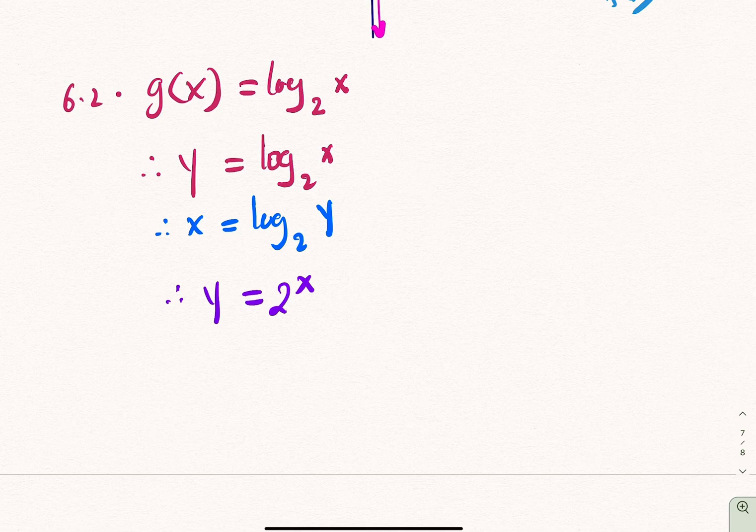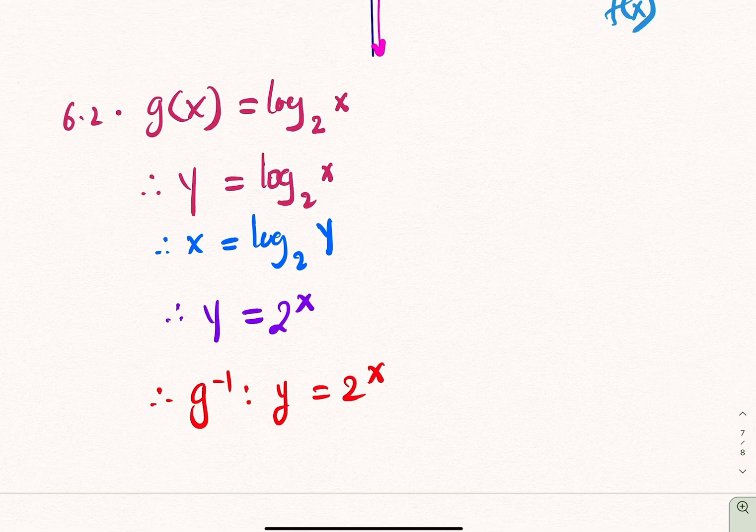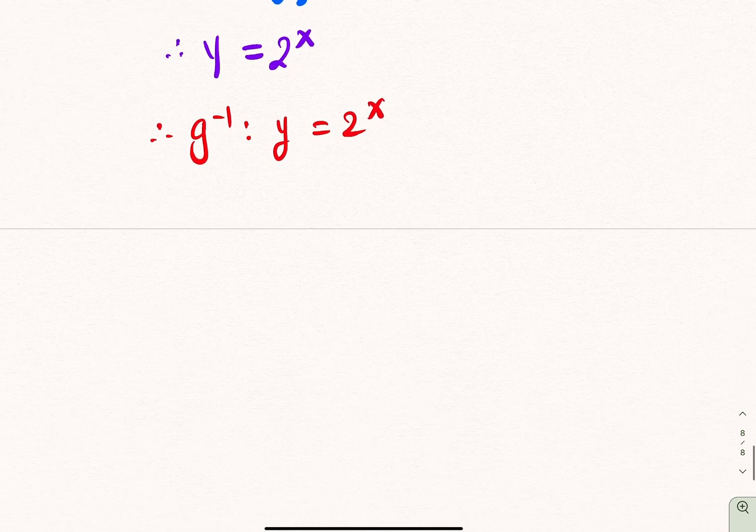Like I said, the exponential and the logs are the inverse of each other, and the square root and your quadratic are the inverse of each other as well. So this will mean that g inverse is y equals 2 to the x. This is how you get 6.2, and that is 2 marks. It's really easy. I hope you can see that it's easy, and I'm making it easy, I believe.